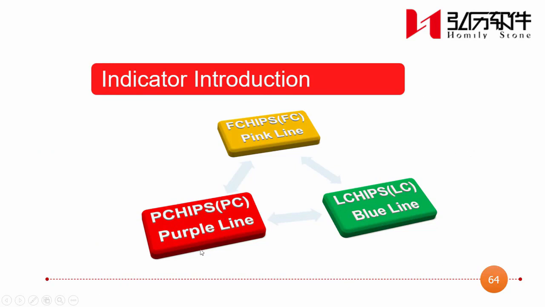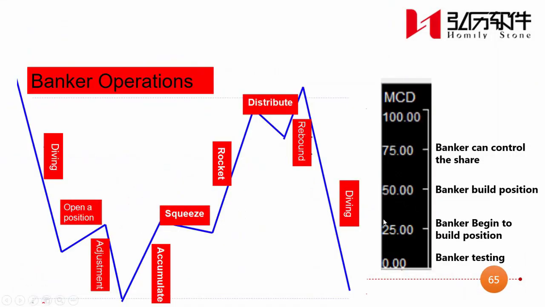It can tell us the banker movement. Floating chips, the corresponding line is the pink line. It can tell us the banker, the hot money movement. The locked chips corresponding line is the light blue line. This is one pair. This one can tell us the retail investor movement. For any share, for any market, it will be like this: bearish down, sideways, bullish rising, sideways, and bearish down. It will be a cycle like this.